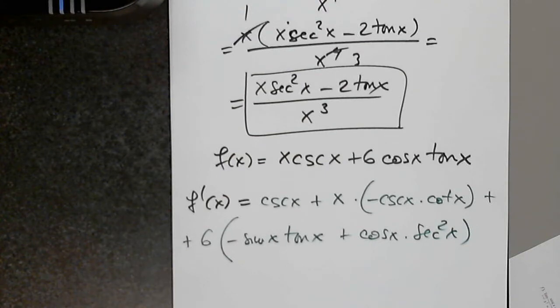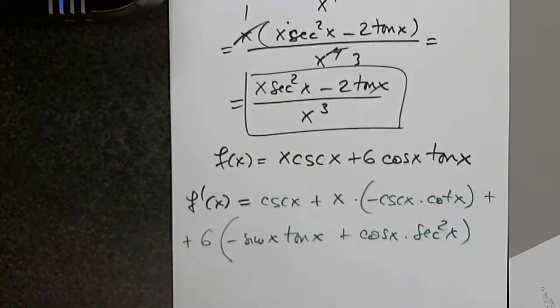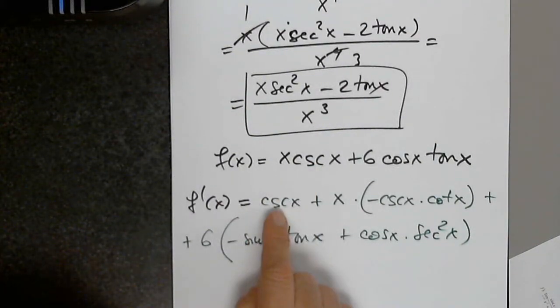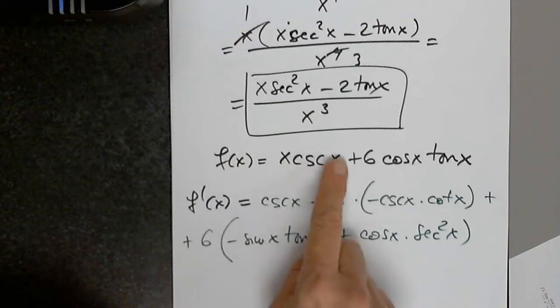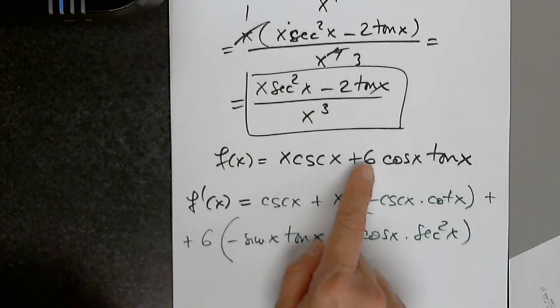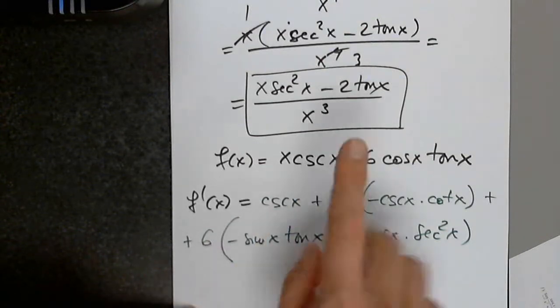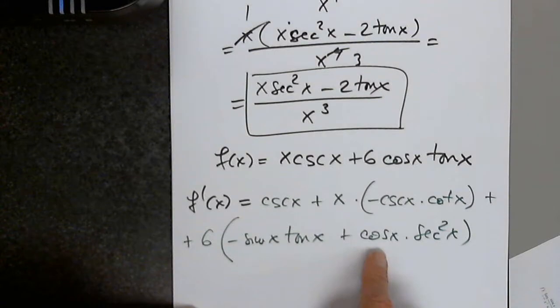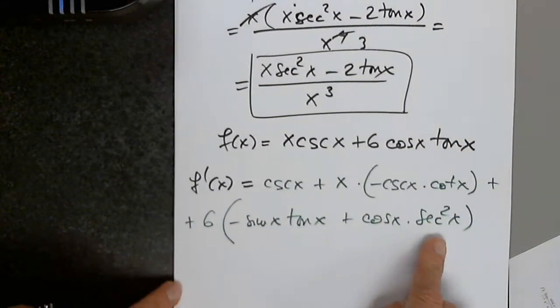I will try and see if I can simplify it a little bit. So one more time. First function prime is 1 times the second function plus the first function times the second one prime, plus 6 outside. I don't like to get bothered by a constant. Cosine prime times tangent plus cosine times tangent prime.